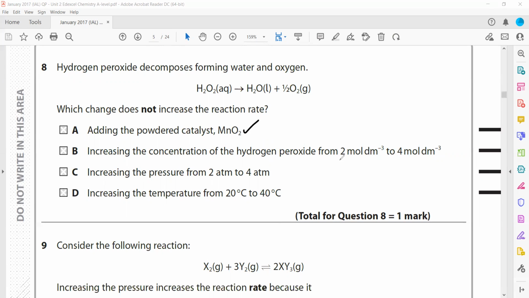Increasing the concentration of hydrogen peroxide, there will be more particles, so the rate will increase as well. Increasing the pressure: if we change the pressure, because here the reactants are not in a gaseous state, pressure only affects gaseous reactants. And increasing the temperature will also increase the rate. So C, increasing the pressure from 2 atmospheres to 4 atmospheres, will not change the rate of this reaction.